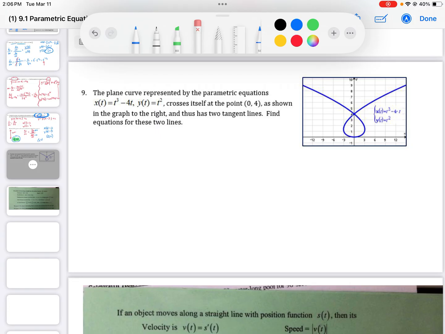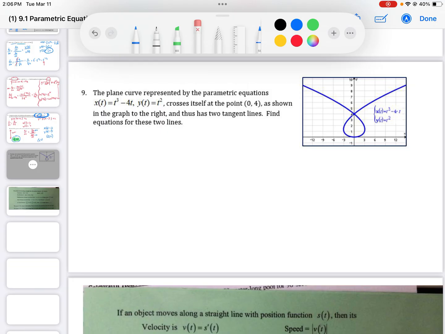All right, last question. What's this one about? I haven't looked at this one, so it's probably going to go terribly. All right, the plane curve represented by the parametric equations x of t is that, y of t is that, crosses itself at 0, 4, as shown in the graph on the right, and thus has two tangent lines. Find the equation of these two tangent lines.